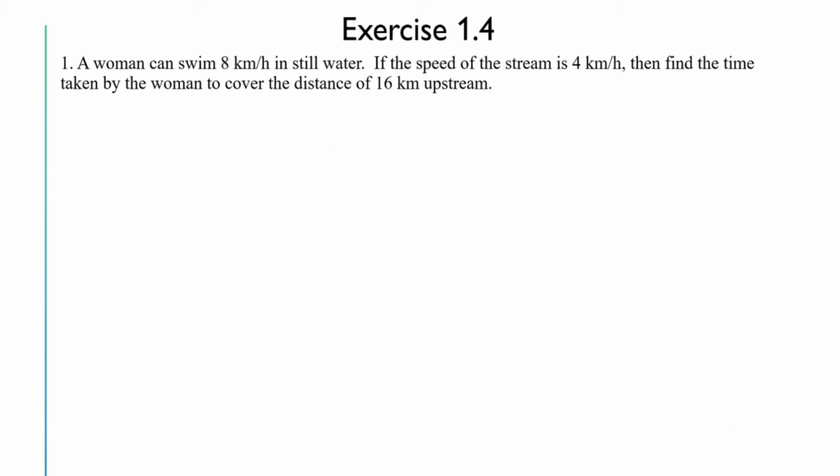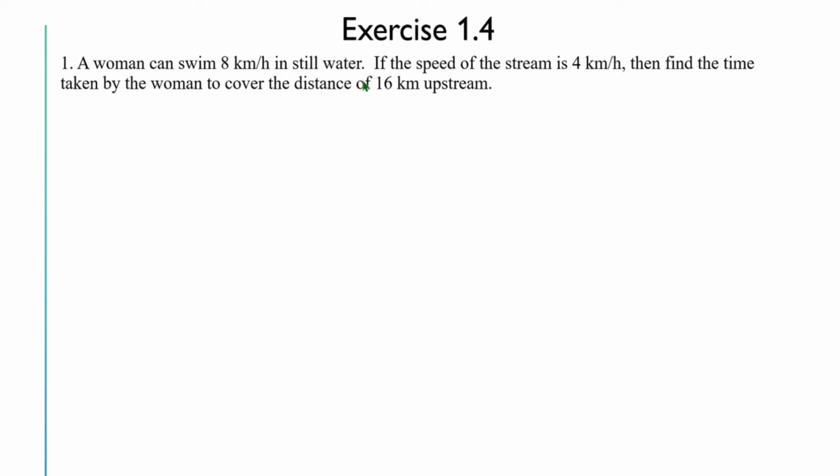This is the first question in exercise 1.4 of the first chapter on applied mathematics by M.L. Agarwal. A woman can swim 8 km/h in still water. If the speed of the stream is 4 km/h, then find the time taken by the woman to cover the distance of 16 km upstream.